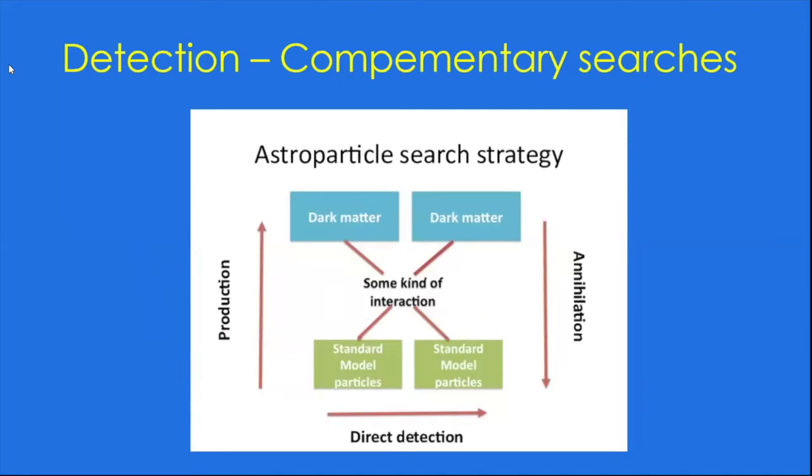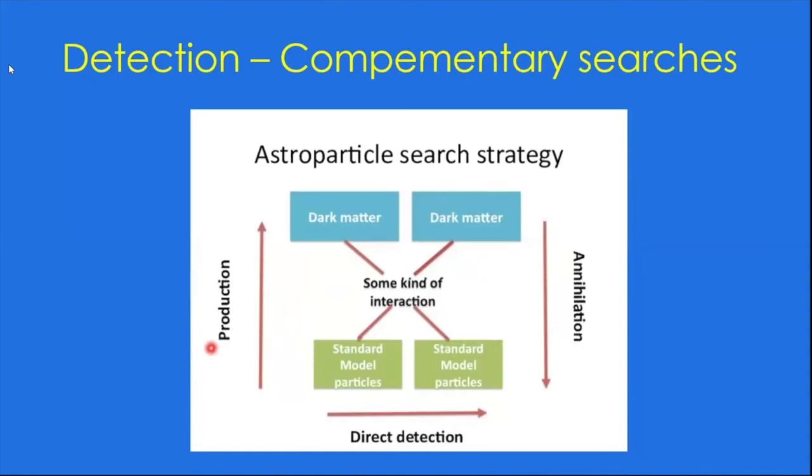Looking from bottom up, we produce dark matter particles from standard particles. This is called production. This method is employed in large colliders.